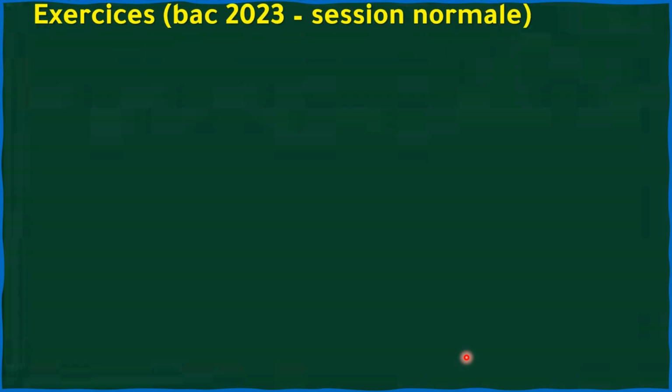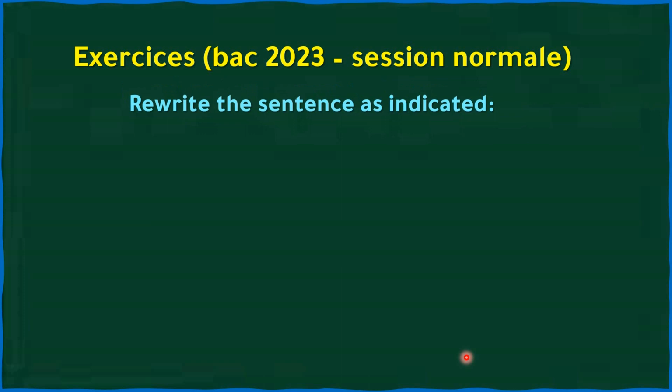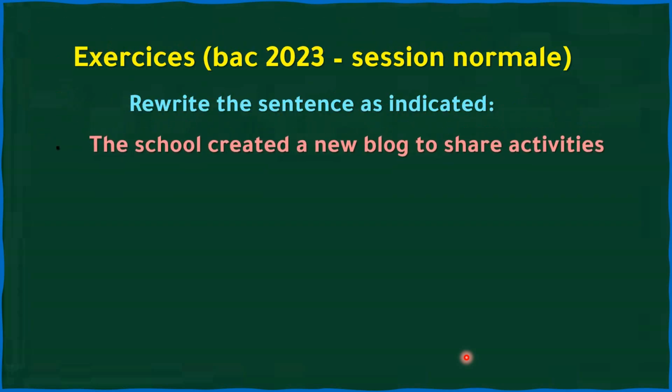Let's move to these exercises to recapitulate more and more the course. By the way, these exercises are taken from the baccalaureate exams. The first is Bac 2023, session normale. The exercise says, rewrite the sentence as indicated. The school created a new block to share activities.